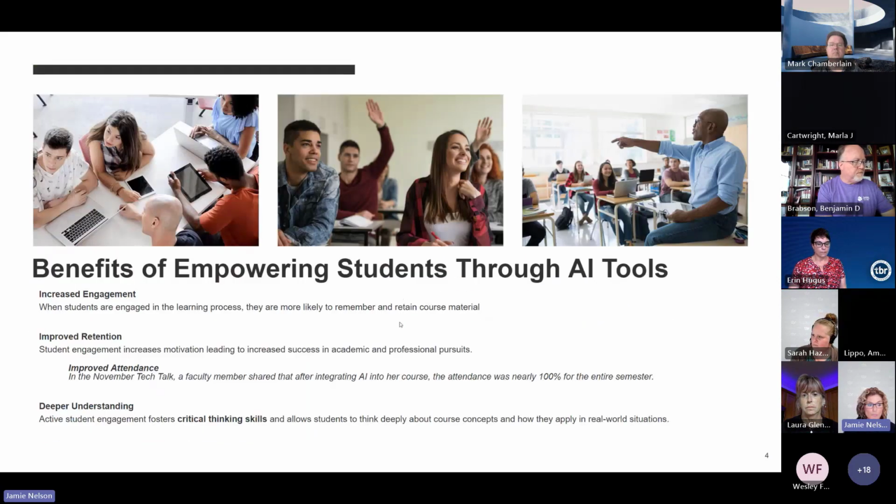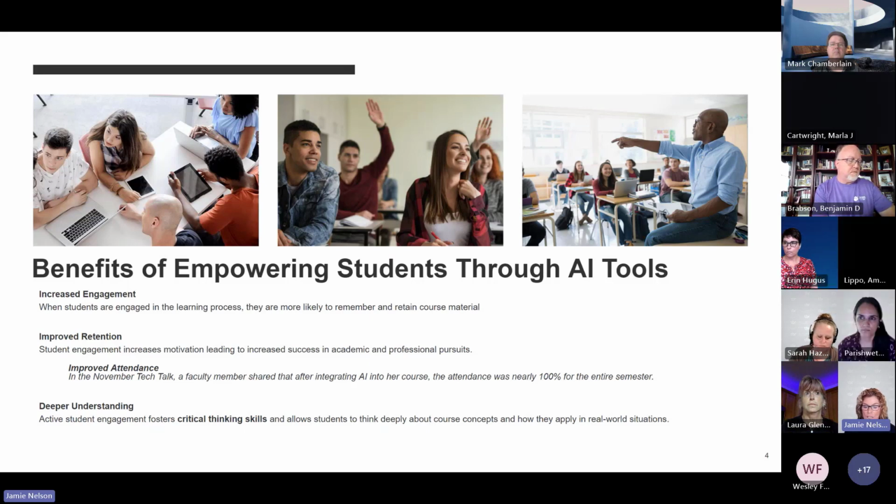Thinking about the benefits of empowering students through AI tools, we mentioned increased engagement. We know that when students are engaged and empowered in their learning process, they are more likely to remain engaged and retain course material. So we want to frame the use of the tools in that way.